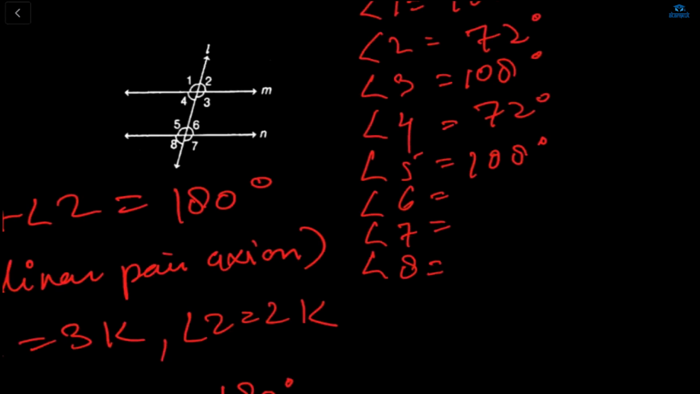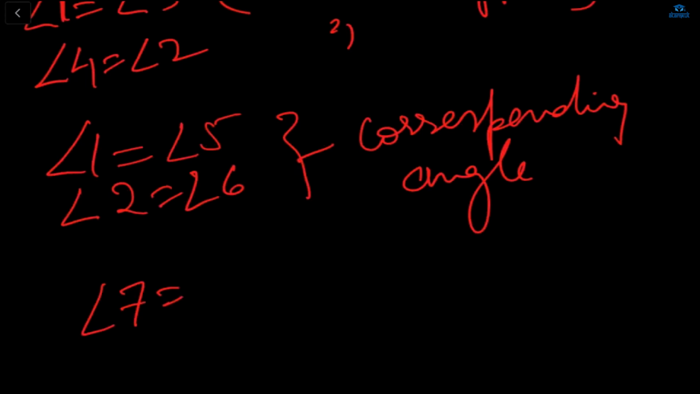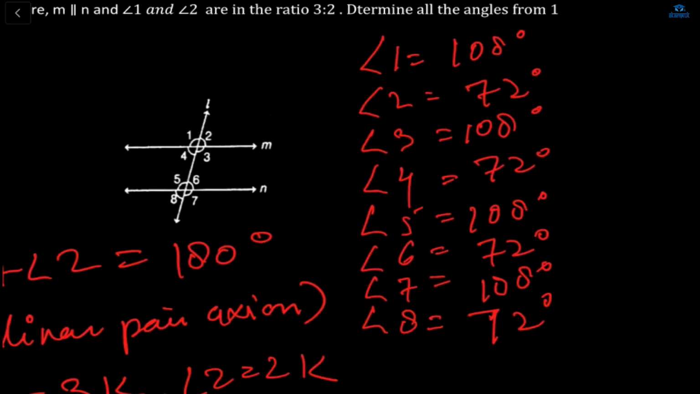Angle 6 will be equal to 72 degrees. Now angle 7 will again be equal to 108 degrees and angle 8 will be equal to 72 degrees. How? Angle 7 will be equal to angle 5. Angle 8 will be equal to angle 6. Alternate opposite angles. Anybody any doubt?